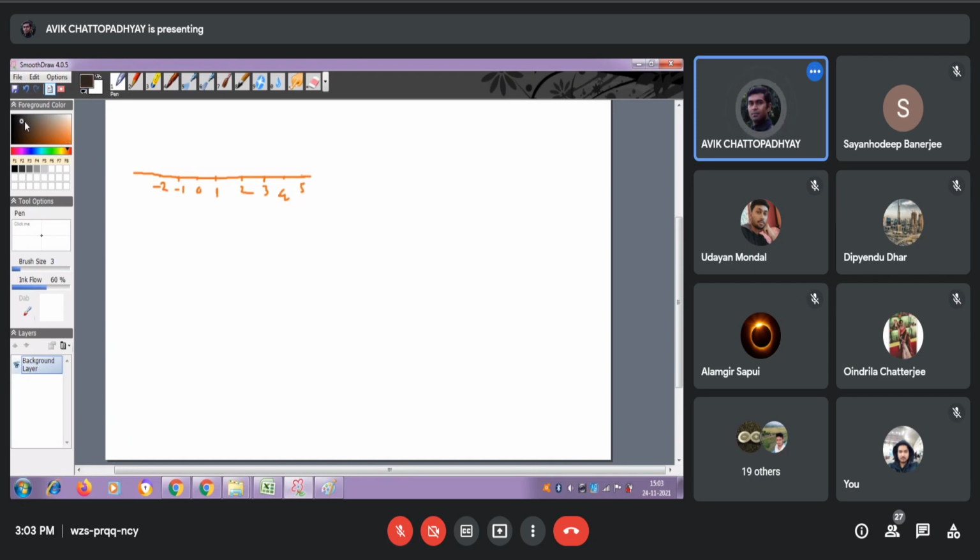And the signal at 0, we have 0. At 1, I have a bar with amplitude 1. At 2, I have another bar with amplitude 2. Suppose this is 1, this is 2. At 3, I have another bar with amplitude, suppose, 3. But at 4, I have 0. At 5, I have 0. At -1, I have 0. At -2, I have 0.